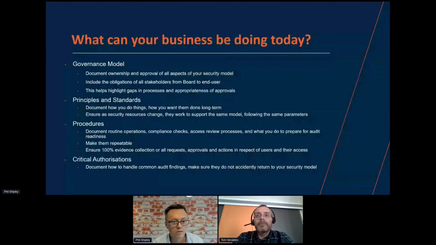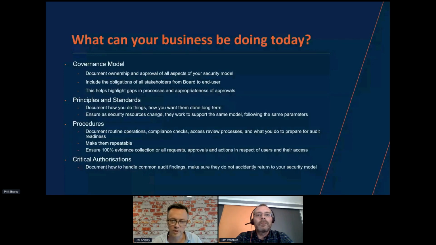Okay. So what can your business be doing today? A governance model will certainly make a big difference to improving compliance and documenting ownership. But in doing so, you're having that conversation, and you're making it quite clear to your leadership team and your board that there's a lot of it.